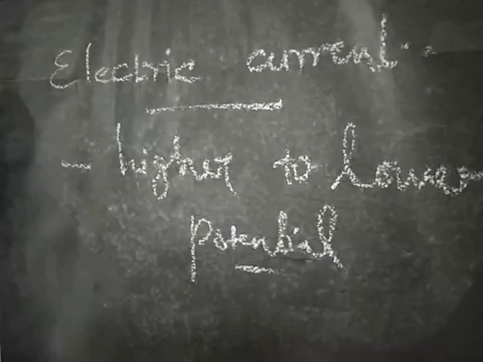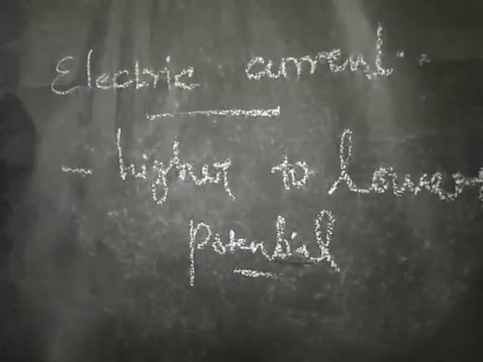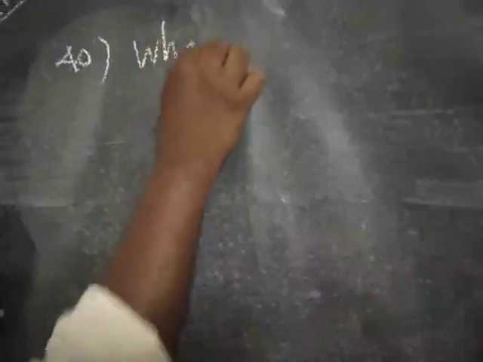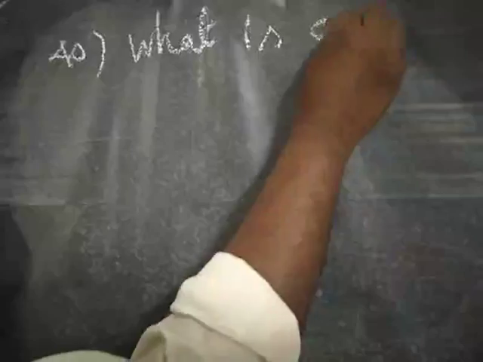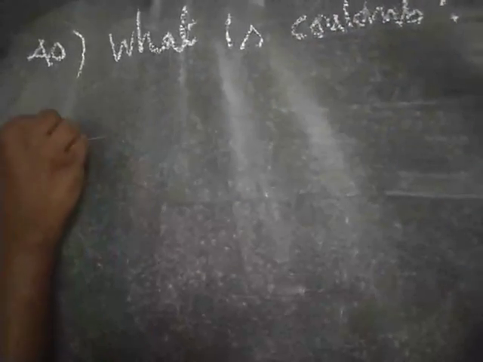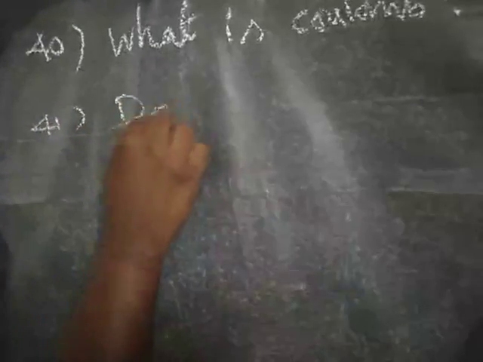Okay, that's all. Today's class is enough. The remaining part we will see in the next class. So today's homework: we have already given questions up to 39, that is 36, 37, 38, 39. Today, 41: what is Coulomb?